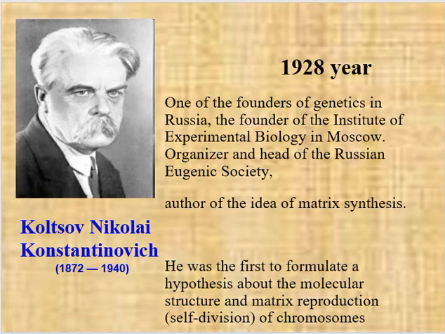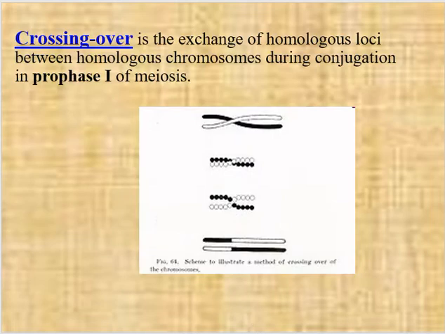1928, one of the founders of genetics in Russia, the founder of the Institute of Experimental Biology in Moscow, organizer and head of the Russian Eugenic Society, author of the idea of matrix synthesis. Koltsov Nikolai Konstantinovich. He was the first to formulate a hypothesis about the molecular structure and matrix reproduction of chromosomes.